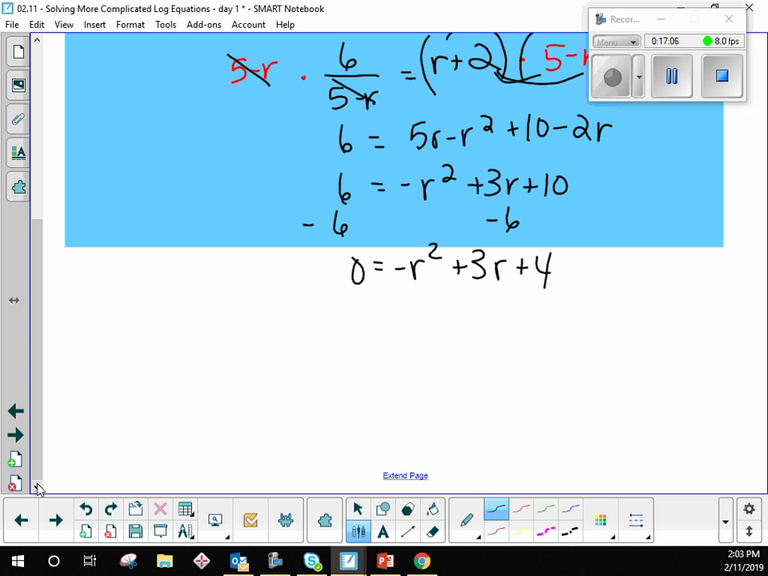So negative r squared plus 3r plus 4. I don't like what's there because I'm about to factor. The negative a value. How can you deal with that and get rid of it? Divide by negative 1, or maybe you like to multiply through by negative 1. It doesn't matter, as long as you're doing the exact same thing to both sides, it's all good, right? So I'll divide both sides by negative 1. Gives me 0 here, and it changes all the signs of these things here. So positive r squared minus 3r minus 4.